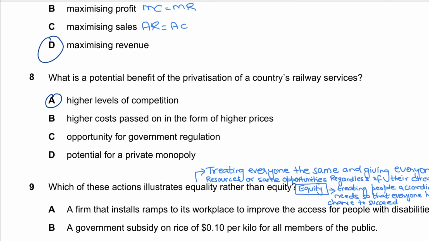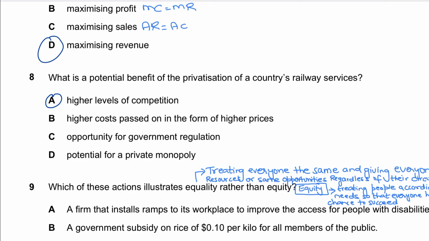Higher costs passed on in the form of higher prices. Higher costs and higher prices are potential disadvantages, not a benefit. Option C is also wrong, because regulation is not really a benefit of privatization itself. Regulations can still exist before or after privatization, hence that is wrong as well.